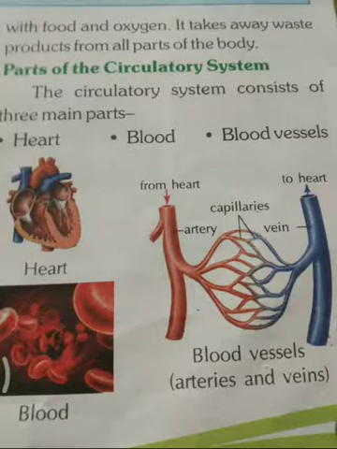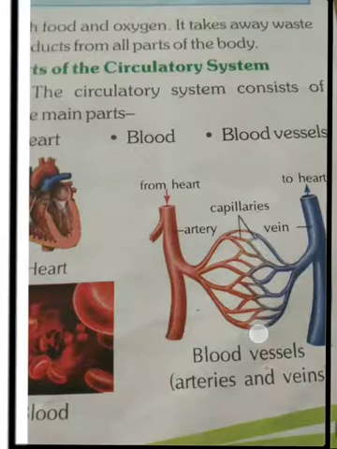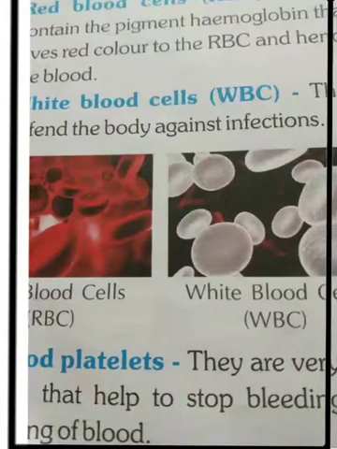First, we discussed the circulatory system. It consists of three main parts we know: heart, blood and blood vessels, and you will practice these diagrams also. The heart pumps the blood throughout the body with the help of blood vessels, and blood consists of plasma and blood cells like red blood cells, white blood cells and blood platelets.